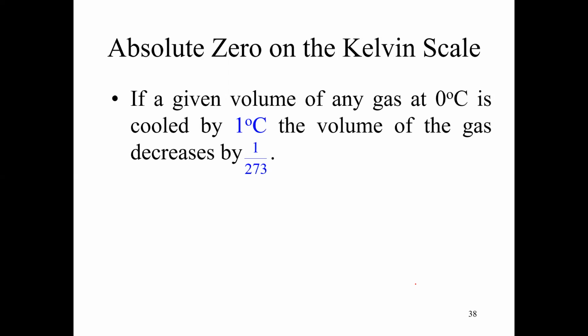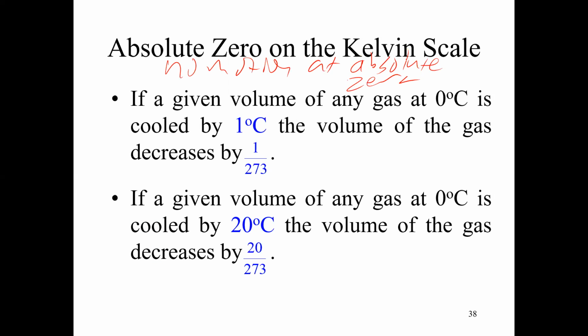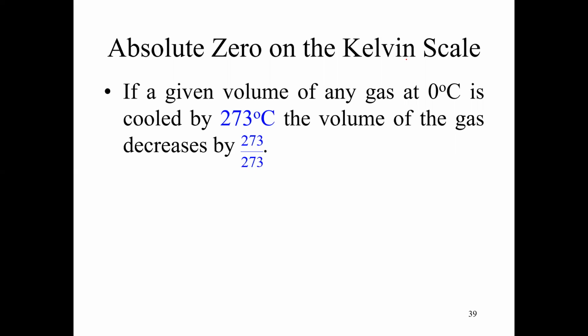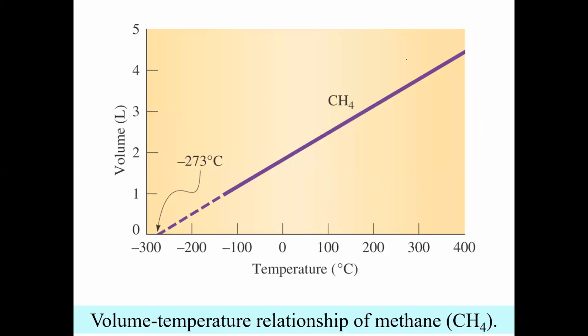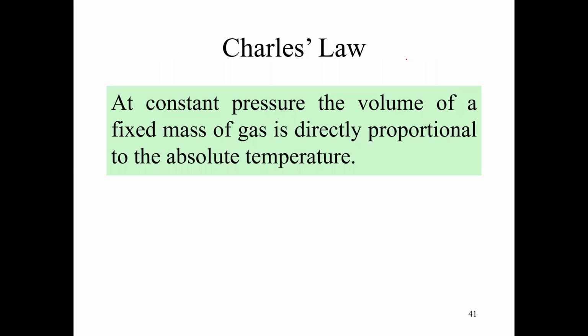Charles' law is another one. Dr. Charles came up with the next one, and essentially there's no motion at absolute zero. That is why it is absolute zero. A given volume of any gas is cooled by 20 degrees C, essentially related to 20 divided by 273. Absolute zero just means essentially the volume of any gas would be decreased fully. More precisely, it's a zero point on the Kelvin scale. It's the temperature at which an ideal gas would have no volume associated with that. It would be a solid.